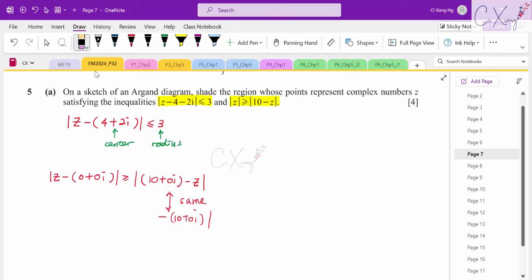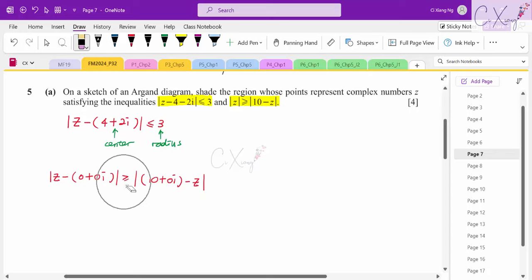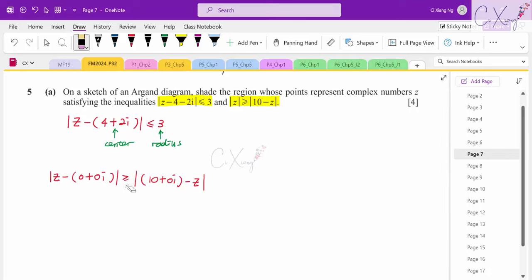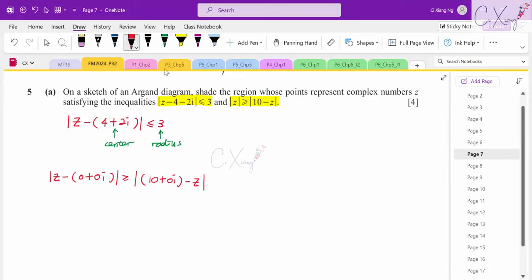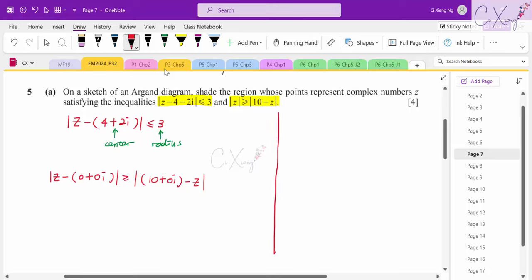So we are having this as a perpendicular bisector. Later we will decide which is the area that we are interested to shade. First of all, let's start with this one first. I'm having (4, -2) as the center, and then the radius is 3. If you want it to be accurate, then maybe you can try to label it as accurately as possible if you can.